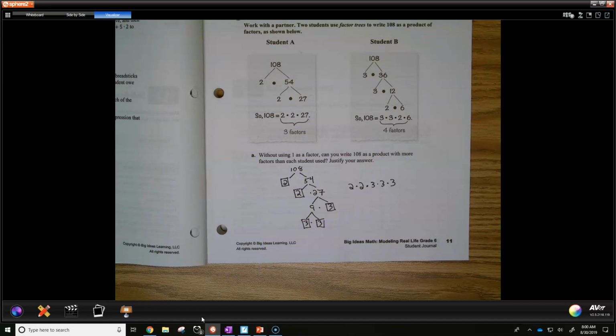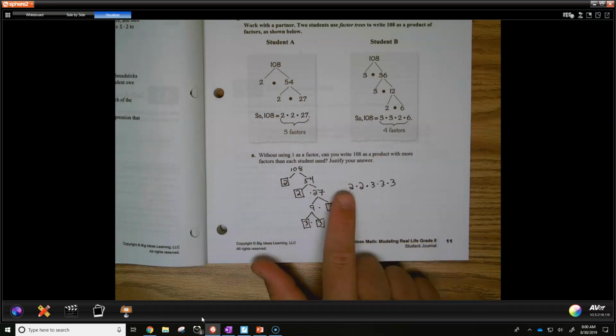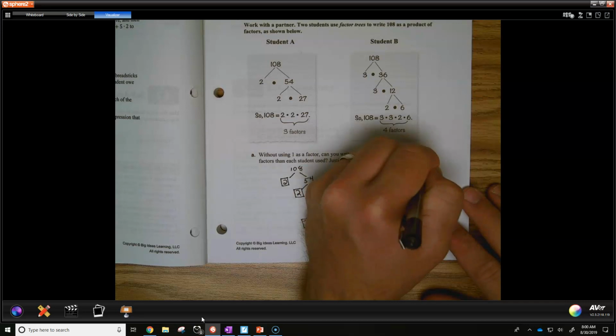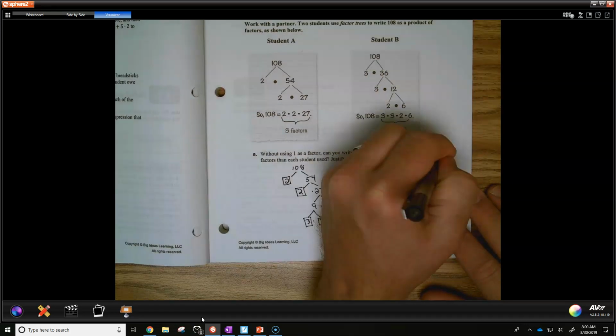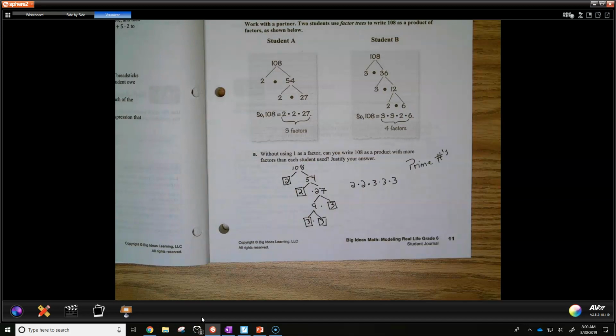You can't break up 3 or 2. Good. I can't break up 2 or 3. Do you know what that means? You know what that's called? Those are called, Marley? These are prime numbers. Our goal today is going to be when we break this down, we break it down to a prime number.